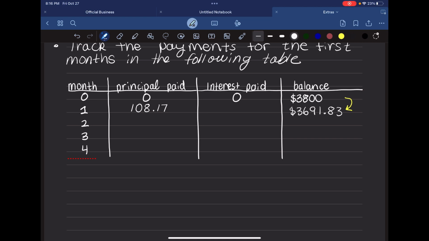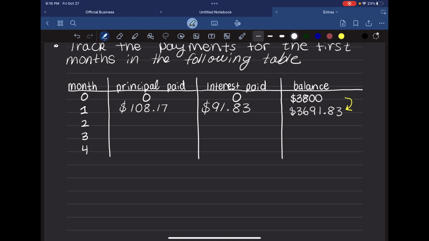The way that we figure out how much we paid in interest is we think about the fact that we're making $200 payments. My balance went down 108.17, so the remainder of that must have been towards interest. So if you take the $200 that you paid that month and subtract off the amount that you paid in principal, you get the amount that you paid in interest. So that means that this month we paid $91.83 in interest. And so we can repeat this process again.